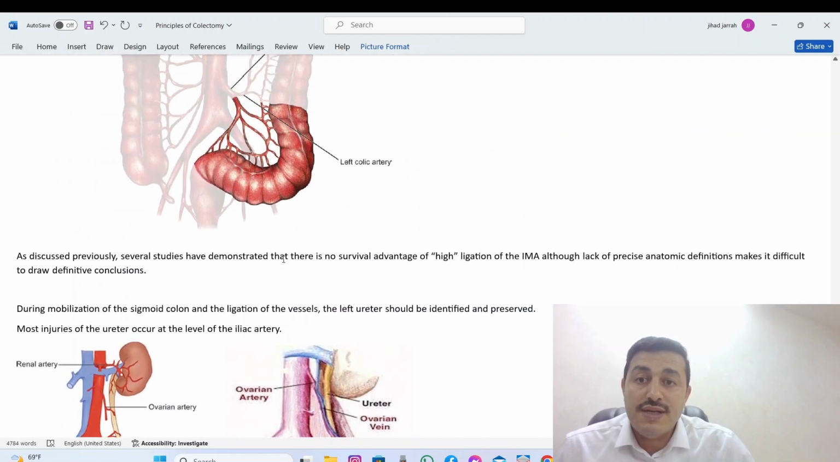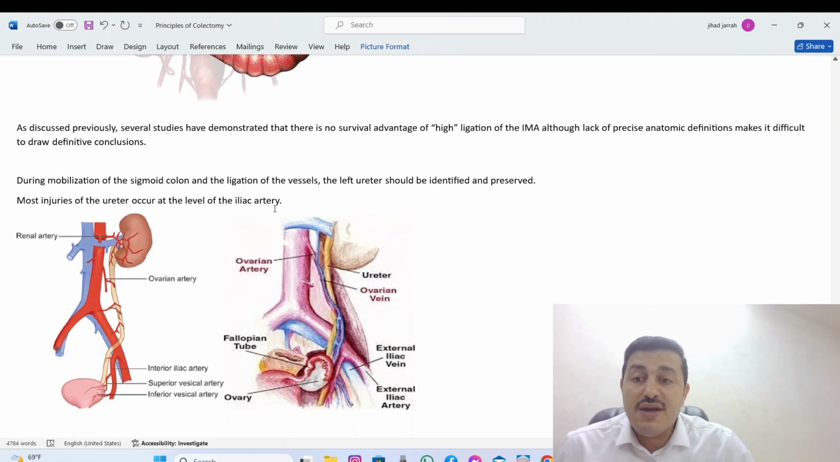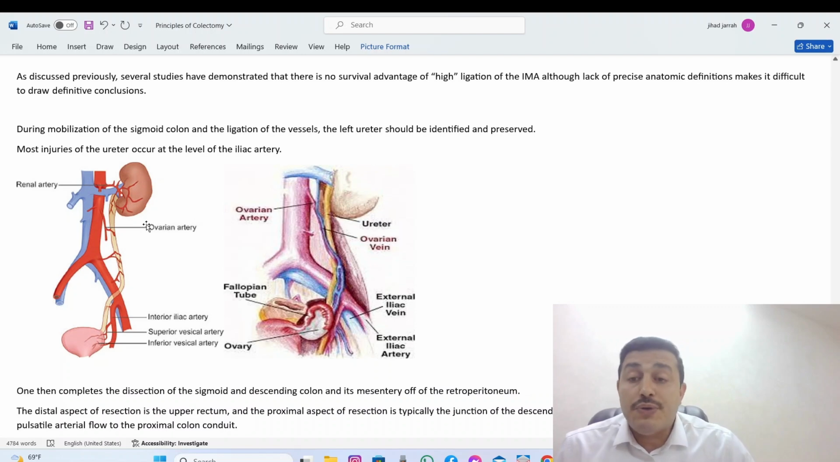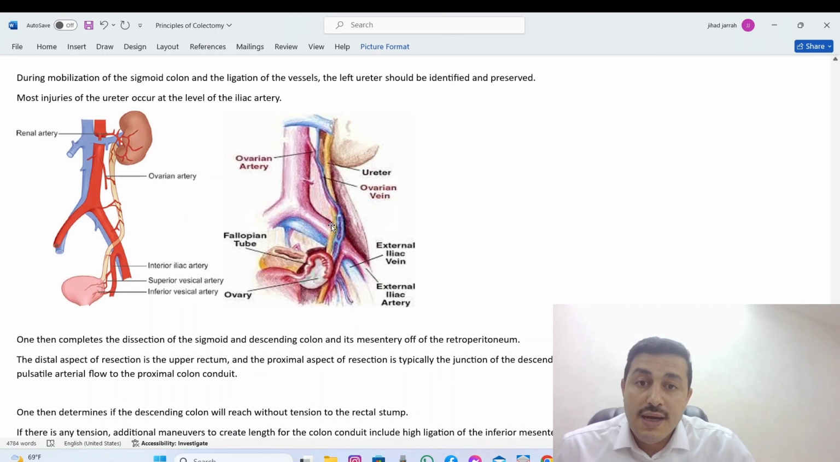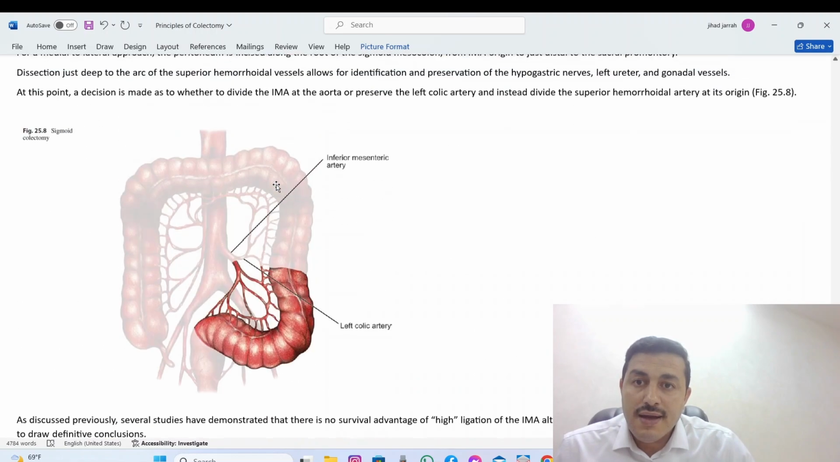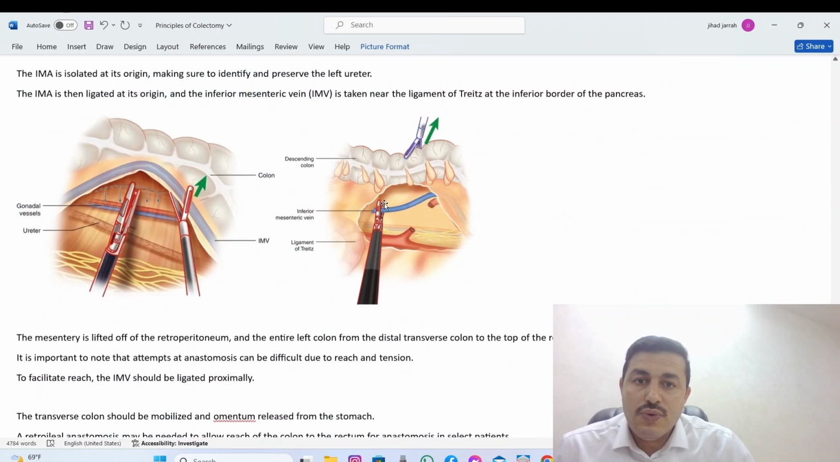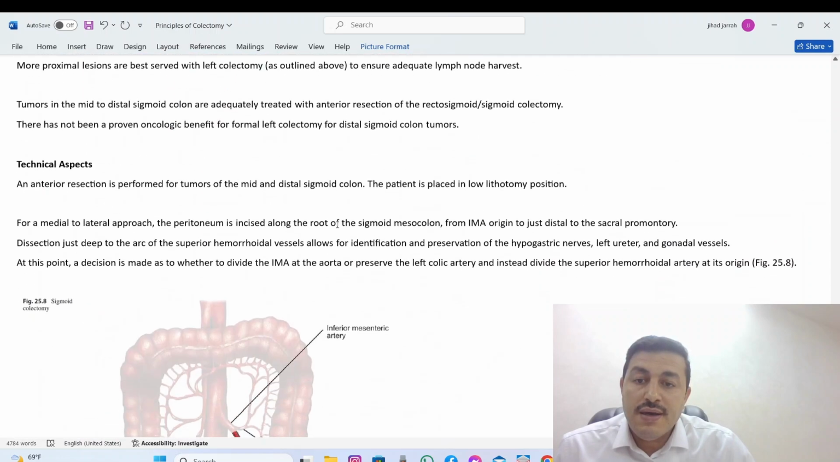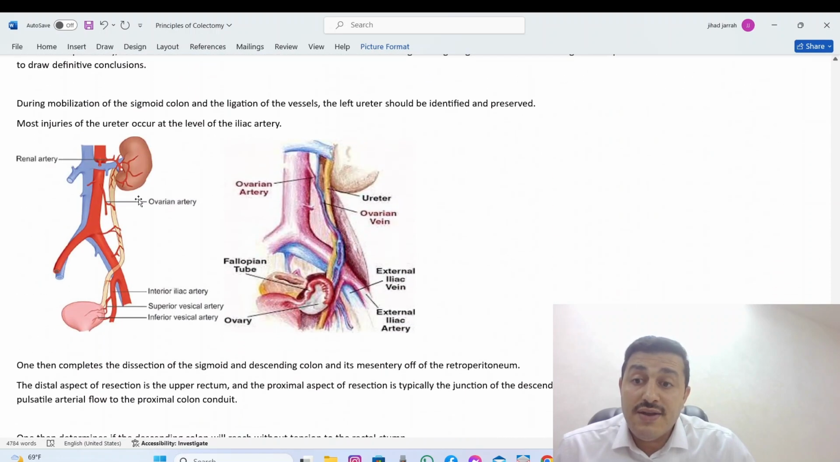What else can I add? Please, when you deal with the sigmoid and descending, be careful of the retroperitoneal structures, such as, as you see here, the ureter and the gonadal vessels. Again, it's seen here. You have to be careful. You have to identify the ureter. It's just a nice piece of information.